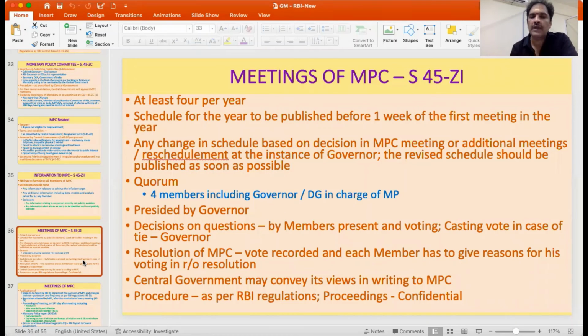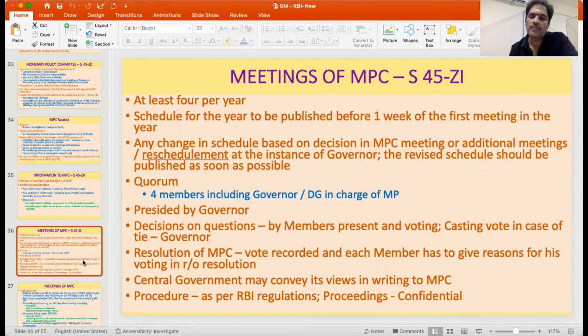Then the quorum for the meeting will be 4 members. So of the 6 members, there have to be 4 members, which should invariably include the governor or the deputy governor in charge of the monetary policy. And the committee meeting is presided by the governor, and any decision in terms of what should be done in terms of the repo rate will be decided by a vote, and each member has a single vote. And because there are 6 members, if there is a tie, then the casting vote will be given to the governor, and ultimately that will be the basis for resolving the issue.